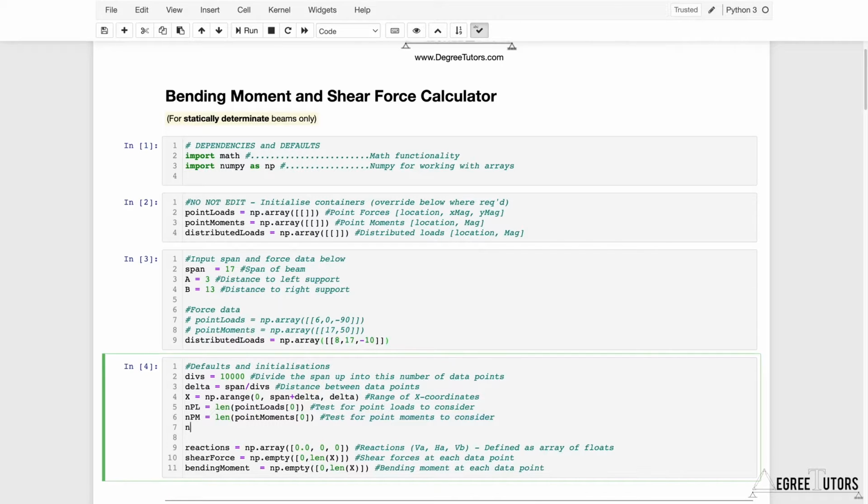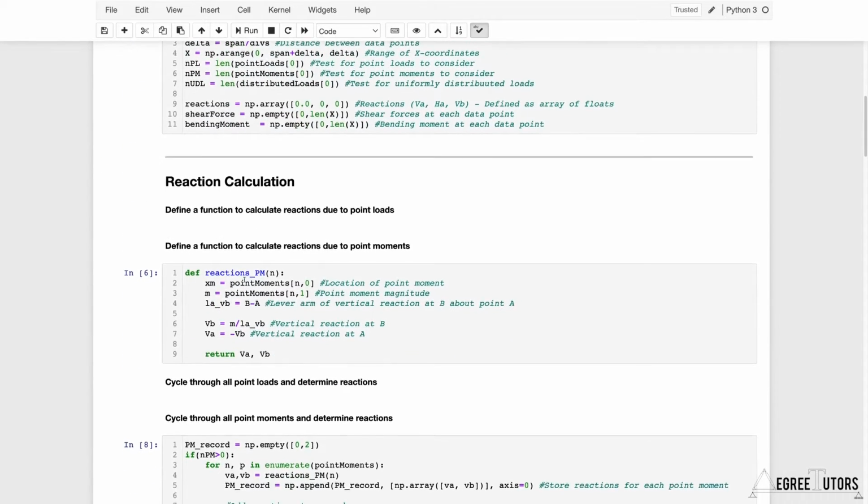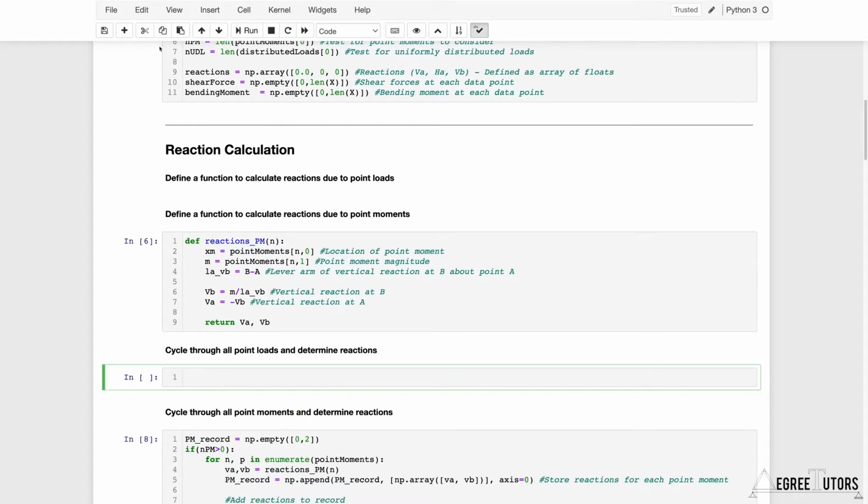So let's call this NUDL for uniformly distributed load, and that's going to be the length of distributed loads and 0. And we'll just say test for uniformly distributed loads. Now, while I'm fixing notes here, let me come up here and correct this note. So that should say x start, x end, and the magnitude can be the same. That's fine. Right, let's come on down and build a function to calculate our reactions.